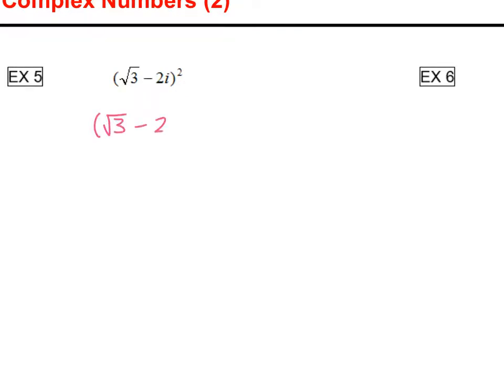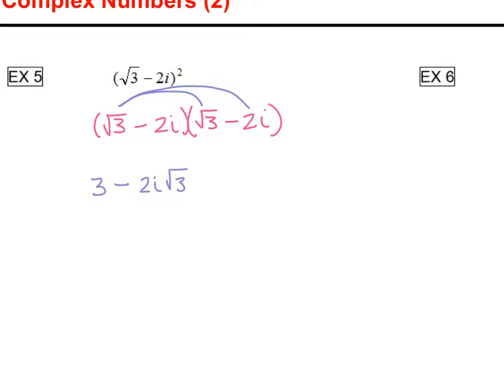We actually have to square it by writing it twice: square root of 3 minus 2i times the square root of 3 minus 2i. So we're multiplying two complex numbers, but technically it's a binomial times a binomial, so we're going to FOIL this. Square root of 3 times square root of 3 is 3. Square root of 3 times a negative 2i is negative, and we write the 2i first, then the square root of 3. Negative 2i times the square root of 3 is negative 2i square root of 3.